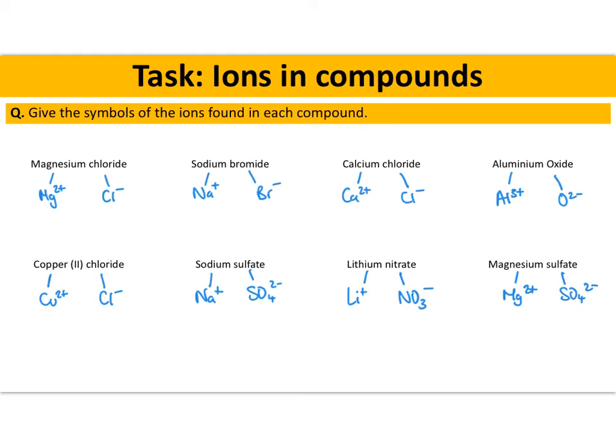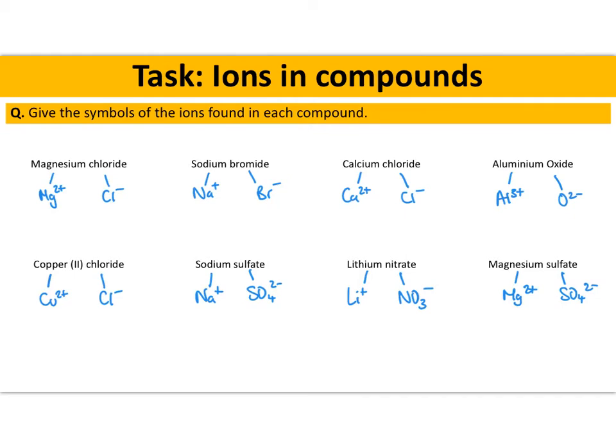I'm just going to talk about a couple of them. So we've got magnesium chloride, and our metal is magnesium, our non-metal is chloride. Magnesium is in group 2, so any ion that it forms is going to be a 2+ ion. Chlorine is in group 7, so its chloride ion is going to be a 1- charge.